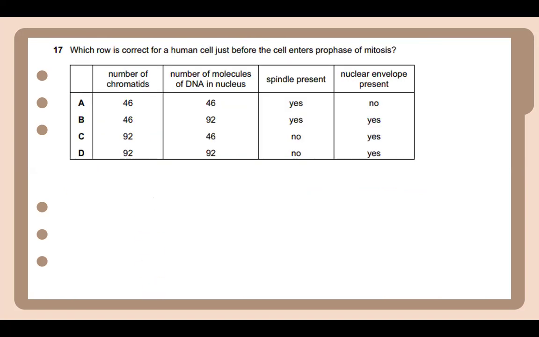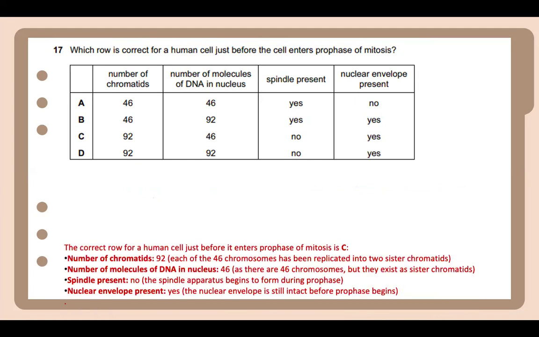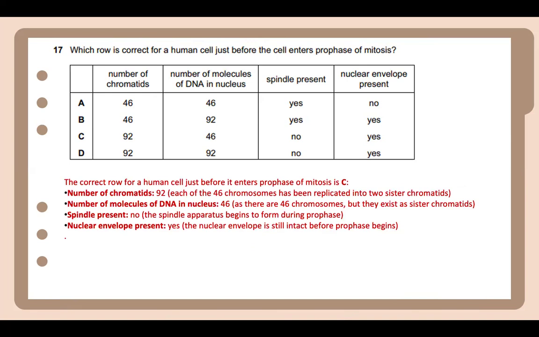Which row is correct for a human cell just before the cell enters prophase of mitosis? The correct row is C, where the number of chromatids is 92, as each of the 46 chromosomes has been replicated into 2 sister chromatids. The number of molecules of DNA in the nucleus is 46, as there are 46 chromosomes, but they exist as sister chromatids. Spindle is not present in this state because the spindle apparatus begins to form during prophase. The nuclear envelope is present because it is still intact before prophase begins.